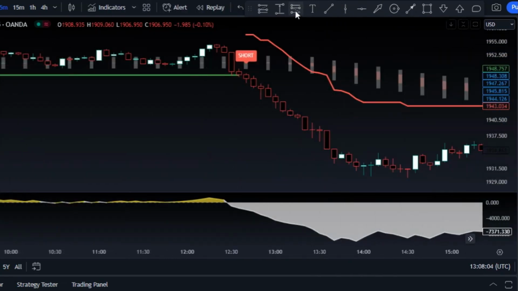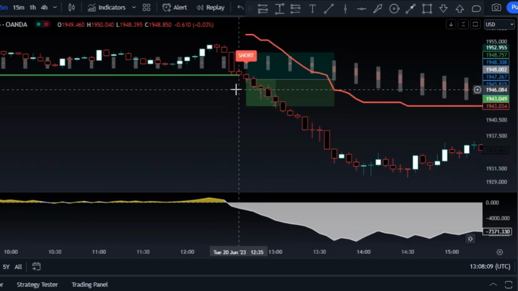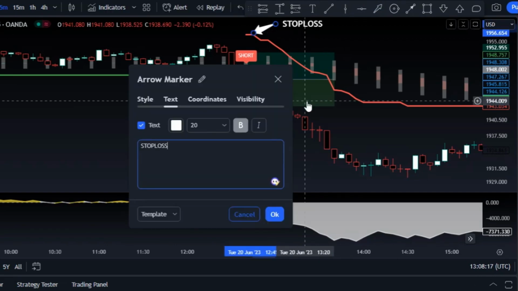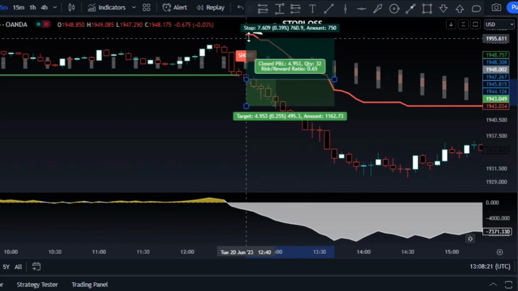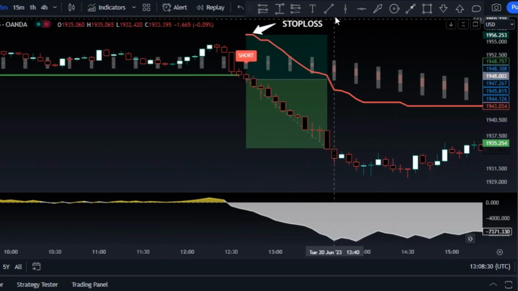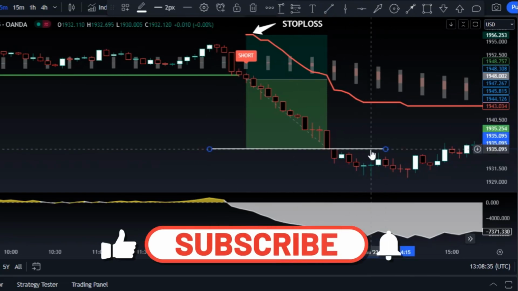And if all three of those things happen, then we can enter a short trade at the close of that signal candle. And for a stop loss, we'll place it right above the super trend line. And for taking profit, let's aim for a 1 to 1.5 risk to reward ratio.